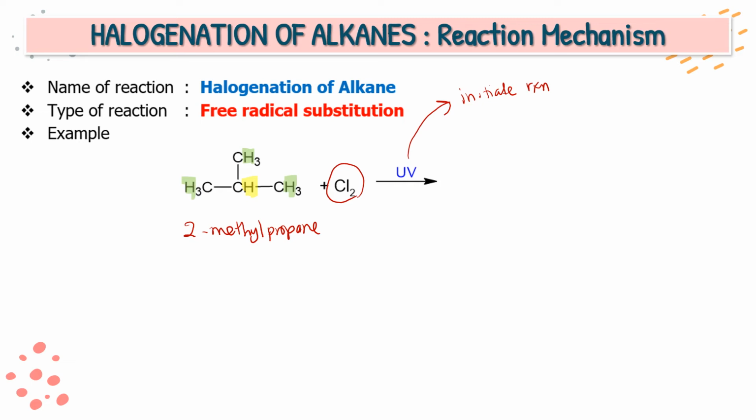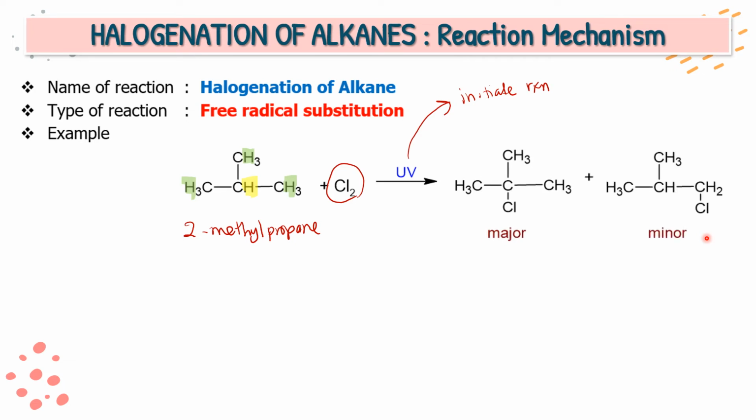It means that for our product, we are going to get a mixture of products. So a mixture of products, and we will get it here. This one is our major product, which is the substitution at the tertiary carbon, and this one is our minor product. So, for the mechanism, we will only show the formation of the major product.